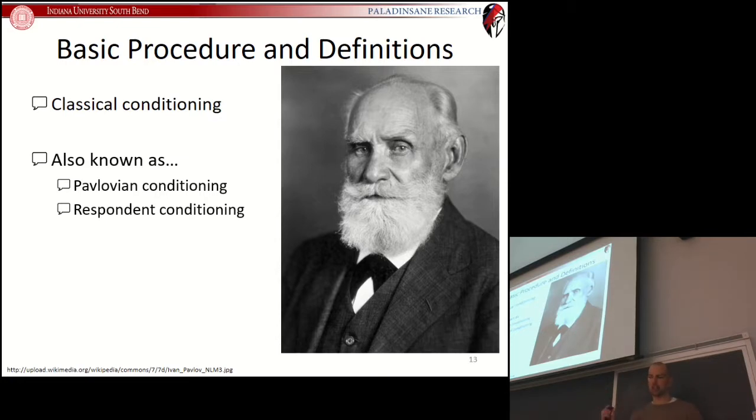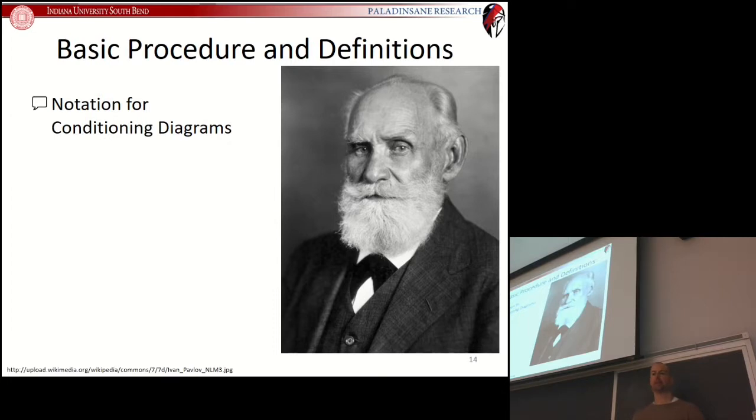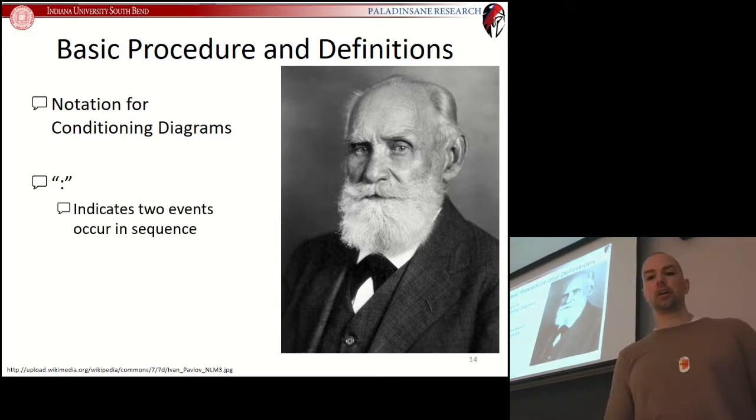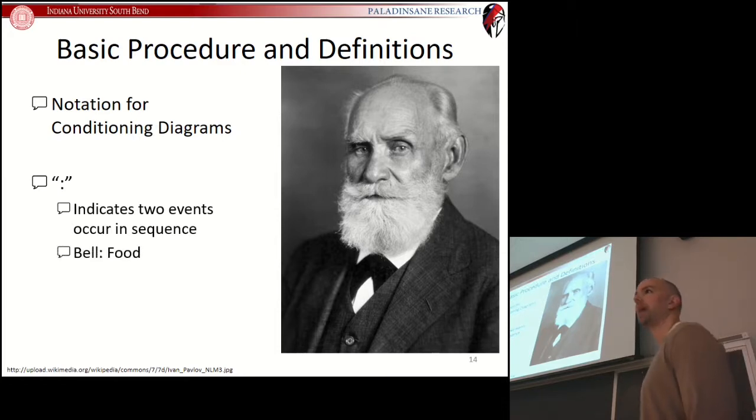And classical conditioning has certain situations, and to communicate those situations so everybody knows what they're talking about, they have certain diagrams and certain terms, certain notation. So we'll just introduce that notation here. So they've got the colon, and the colon indicates two events that occur in sequence. So one event occurs, and then the other event occurs. So for example, if you write bell colon food, that means that you present the bell, and then you present the food. It's just two events that happen in sequence, one after the other.